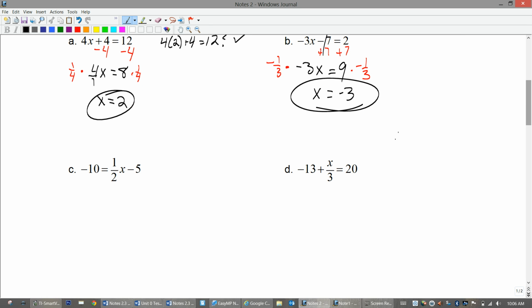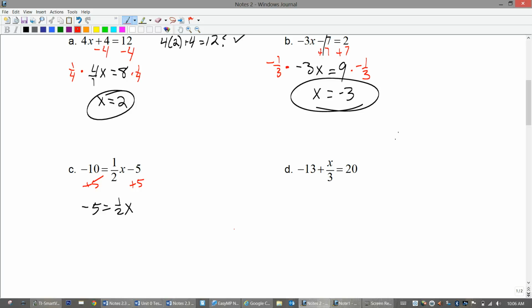Okay, let's do C. Which is the weakest link? First, the x is on the right, so it's a little bit different. Is it the -5 or is it the 1/2 times? The -5 is going to be weaker, so we're going to do the inverse of that. So we're going to add 5. Okay, so -5 equals 1/2 x. And it's 1/2 times x. Let's get rid of that.